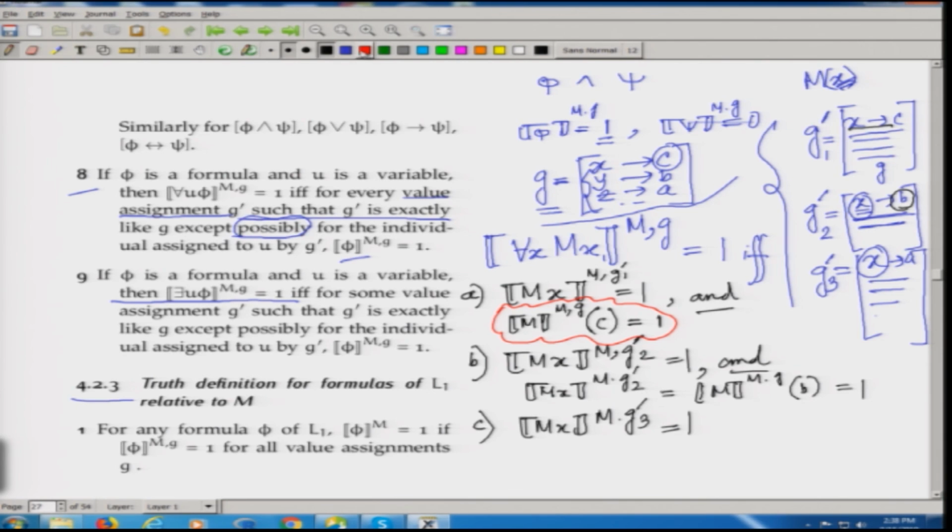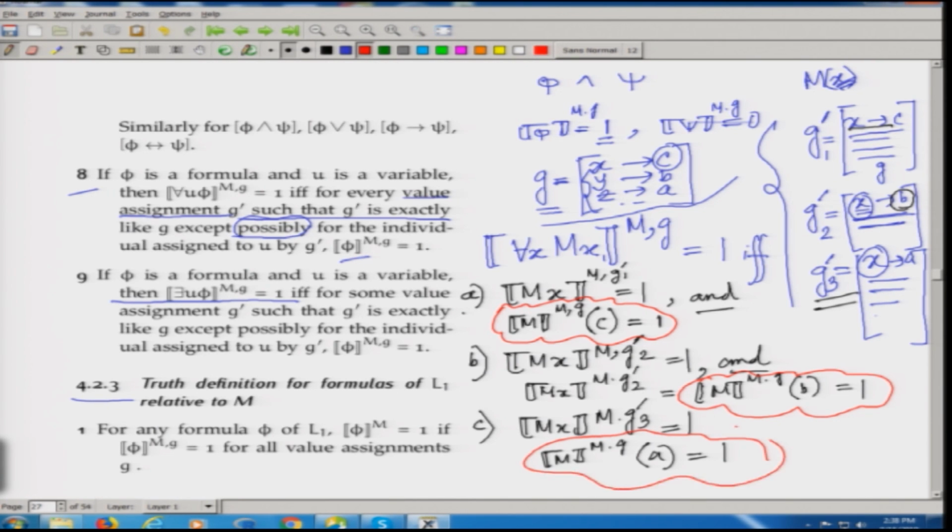So, this is once again the second checking case, and the third checking case, that is m with respect to mg gets a, this is g prime 3, this also is 1. Since all the 3 conditions are fulfilled, we must say that the value of this therefore is actually 1.